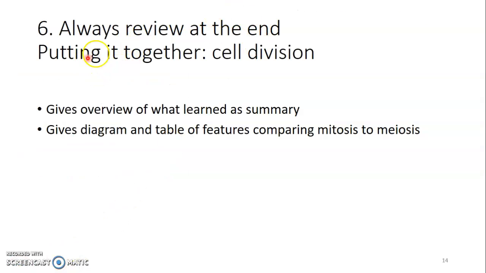All right, always go to the very end. They have a Putting It Together section. Go over that. It's a great overview. In this case, for cell division, it gives you a diagram which compares mitosis and meiosis step by step, and they are different, though some parts are similar. This helps you, and it also gives you a table comparing the two.